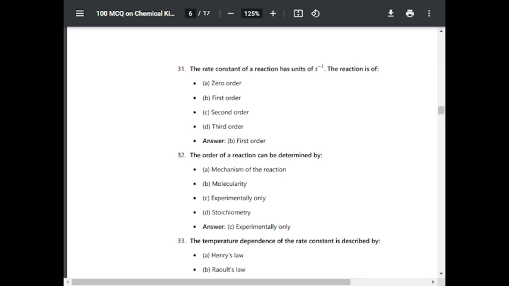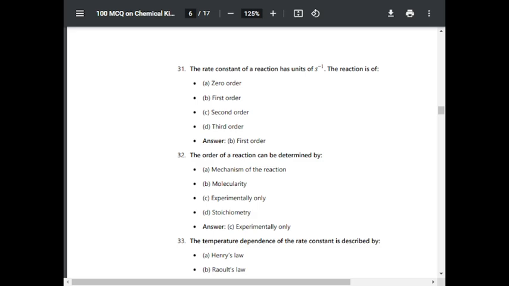Question number 31. The rate constant of a reaction has the unit of per second, that is second inverse. The reaction is of, option A zero order, option B first order, option C second order, option D third order. The correct answer is first order. Option B is correct. The rate constant of a reaction has a unit of per second, so the reaction is of first order.